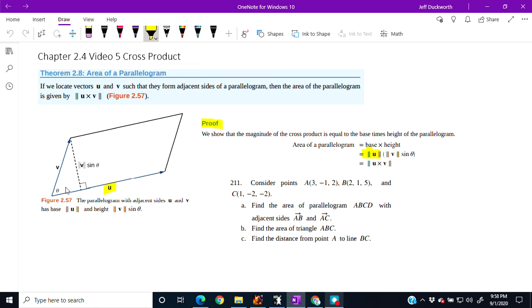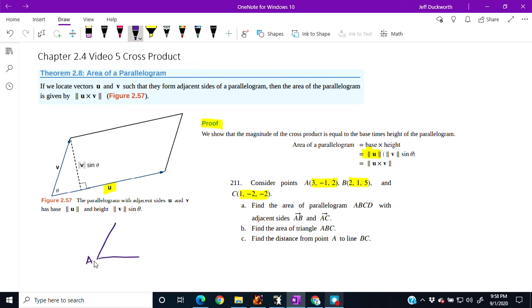All right, so we seem to have a pretty lengthy problem number 211 that I've got supplied here. We're given 3 points. A is (3, -1, 2). B is (2, 1, 5). And C is (1, -2, -2). And we're tasked with finding the area of the parallelogram ABCD with adjacent sides AB and AC given. So we know that it's going to look something like this.